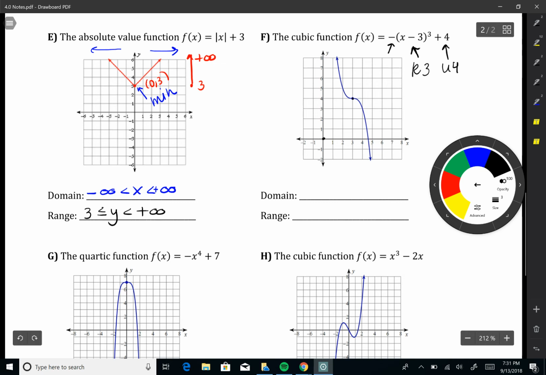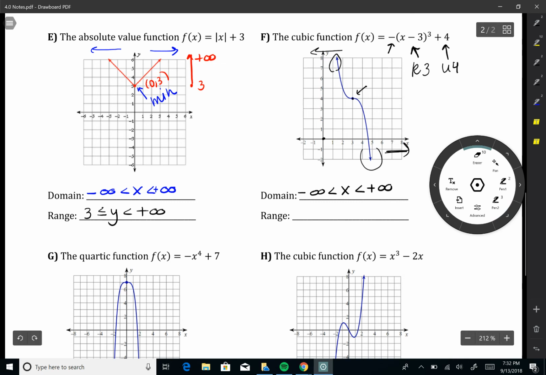All right, let's look at this one. Domain, x values. So obviously right here is the center of our graph. And to the left of that, I have an arrow. So that means it's going forever. It's getting wider to the left. To the right, I have an arrow as well, which is getting wider and wider to the right. So my domain covers all x values. Negative infinity is less than x, which is less than positive infinity.